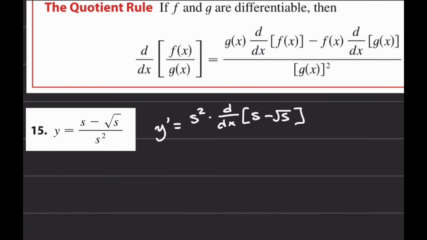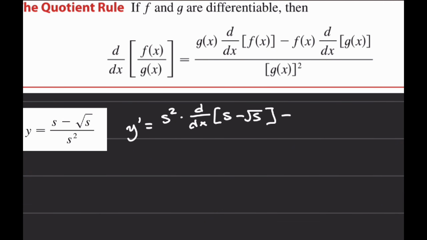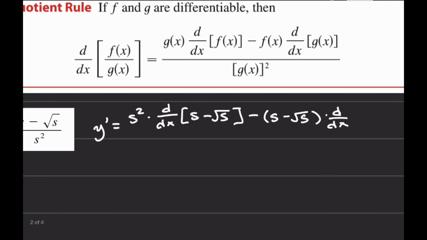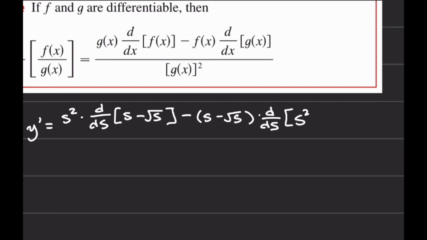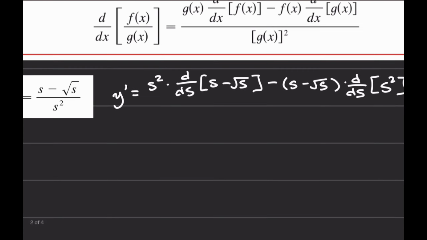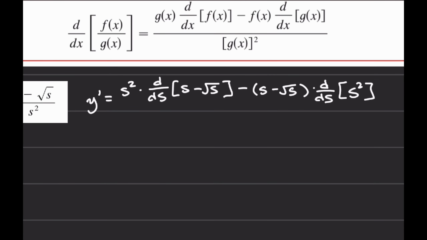And then we're going to subtract the opposite way around. So we're going to have s minus square root s times the derivative. Oh, sorry. I keep putting d over dx. I'm just so used to it. It's out of habit. I'm going to take the derivative of s squared. And then in the denominator, we just have g of x squared. So that's just going to be s squared squared, which is s to the fourth.